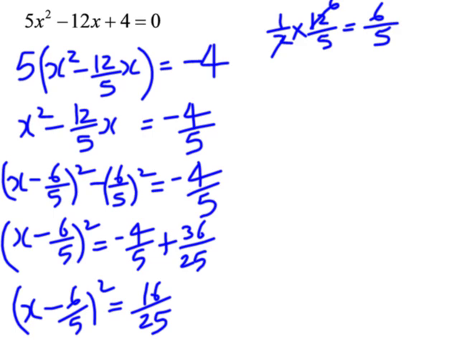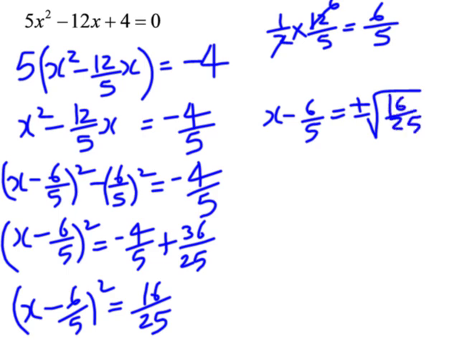Now when we take the square root of both sides, we end up getting that x minus 6 on 5 is equal to plus or minus the square root of 16 on 25. That works out quite nicely, which is 4 on 5. So we end up with x equals 6 on 5, moving the 6 on 5 across, plus or minus 4 on 5.